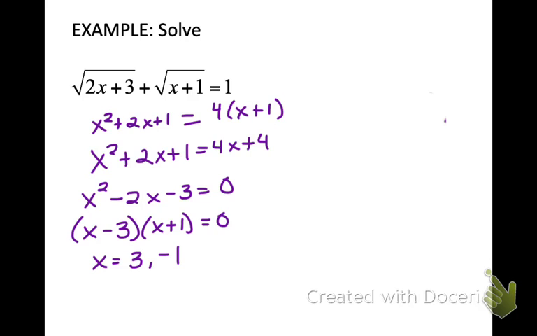Negative 1: 2 times negative 1 is negative 2, plus 3 is 1. Square root of 1 is 1. Negative 1 plus 1 is 0. 1 plus 0 is 1, so that one works. Checking 3: 2 times 3 is 6 plus 3 is 9. That gets me 3 plus 2, because this would be 3 plus 1. So 4 is not 1. So just negative 1 is your solution. All right, that's it.